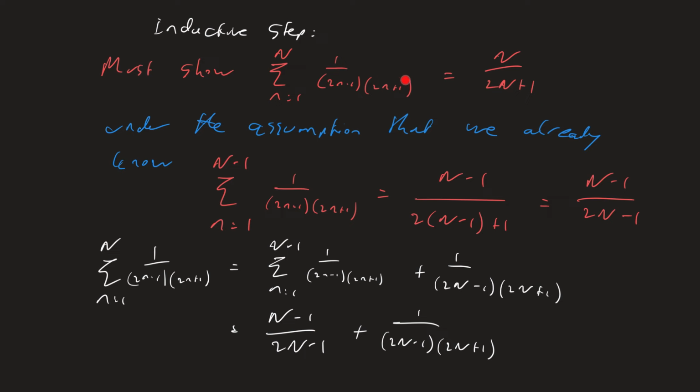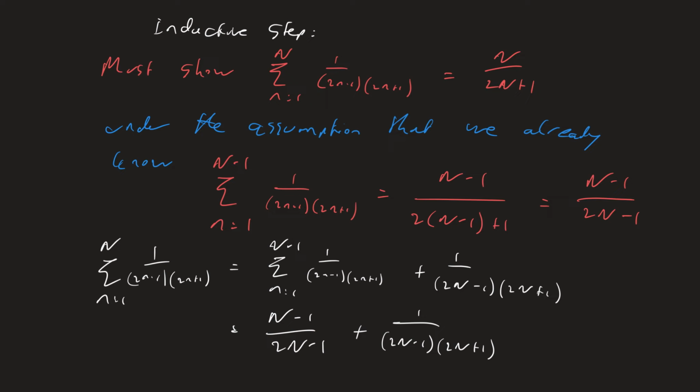Start off with the left-hand side. We want to work out what this sum is equal to. Just as we did when evaluating this by hand, we can write this sum as the sum of the first big N minus 1 terms plus the very last term when little n is equal to big N. And when little n is equal to big N, I just replace in the denominator here little n with big N. So this is equal to the sum of the first n minus 1 terms plus the very last term here.